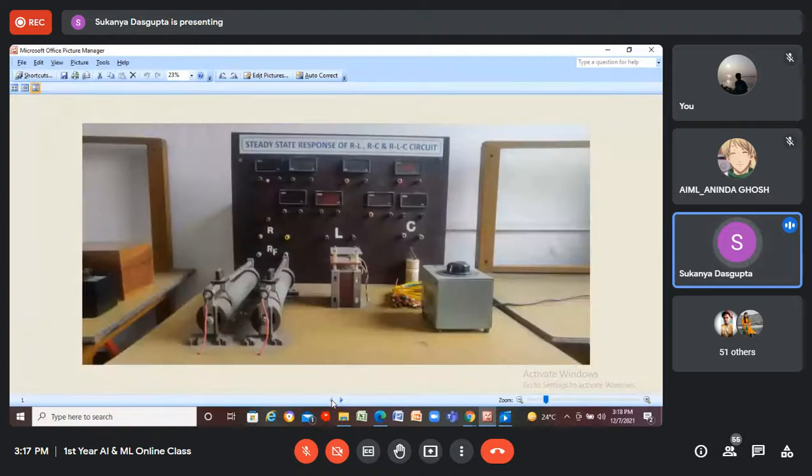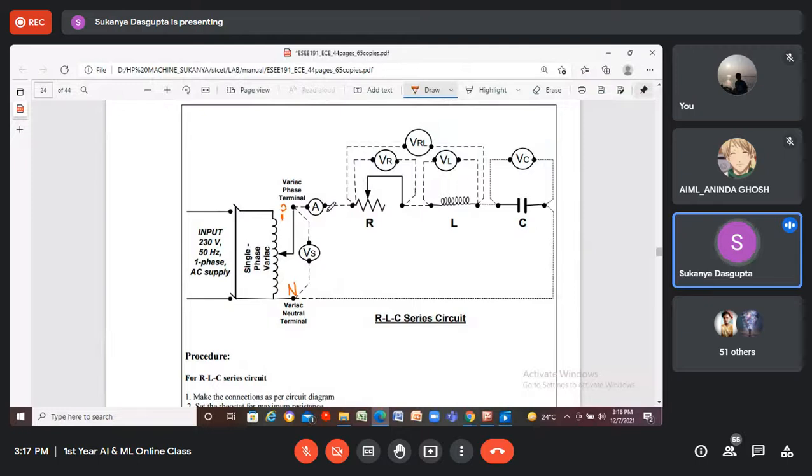This is not a simple, fixed resistor. This is called the variable resistor. So it has got three terminals, right? Yes, ma'am. Initial terminal, final terminal, and this is actually called a jockey. So it's called a jockey terminal, right? So we should connect the initial terminal with this ammeter and this terminal with the inductor. They are in series. So the final terminal of the rheostat must be connected with the initial terminal of the inductor, and the final terminal of the inductor should be connected with the initial terminal of the capacitor, and the final terminal of the capacitor must go back to the neutral terminal of the variac.